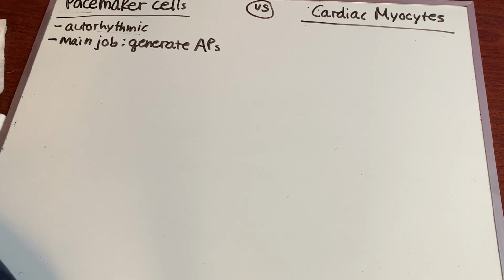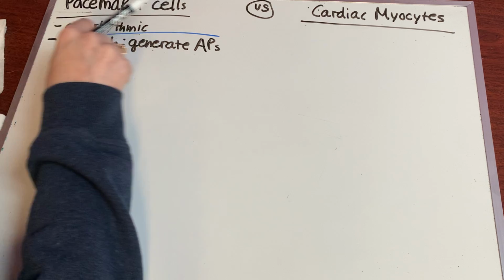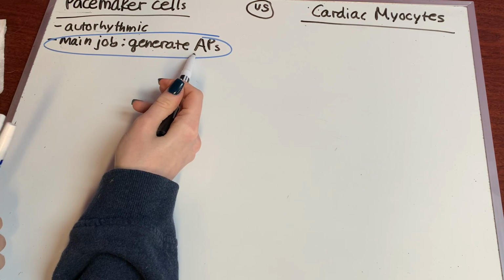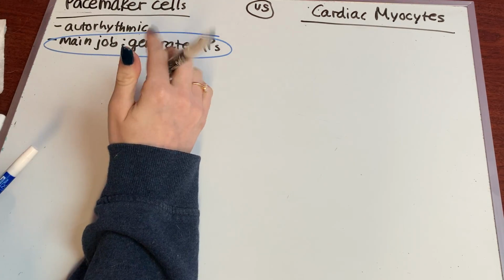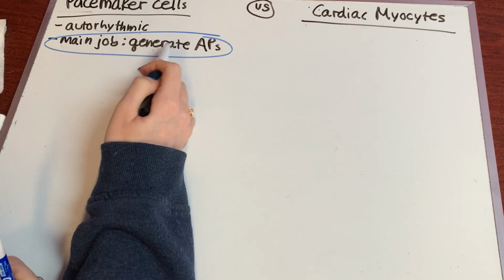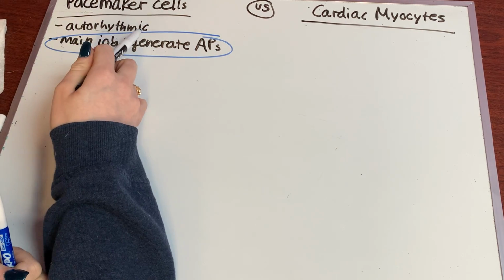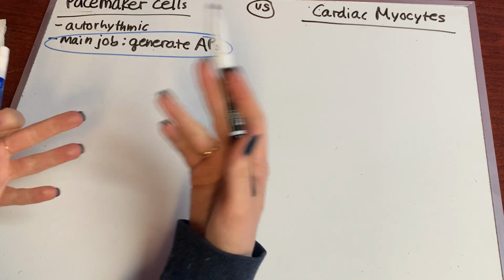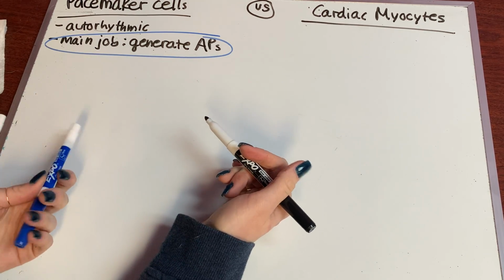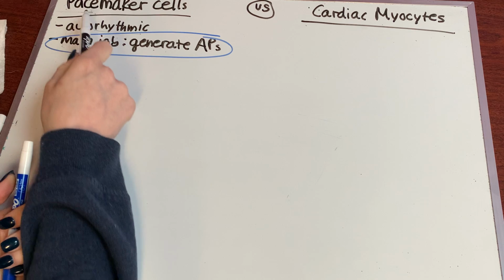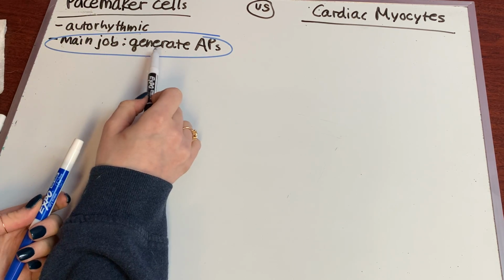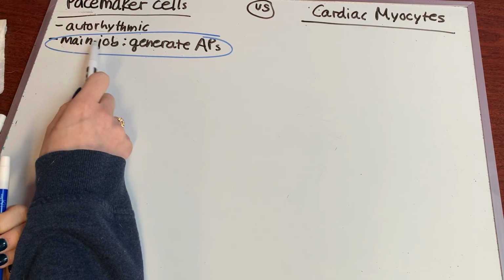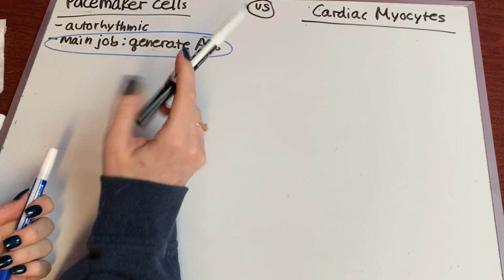So yeah, these pacemaker cells really set the pace for your heart rate by creating their own action potentials. And this job is super important because we don't need nerves to create action potentials. With skeletal muscle, we needed to be innervated by nerves for our action potentials, but not in the heart. In the heart, we can create them all on our own with these cells. We still use nerves to either speed up or slow down the heart rate, but we don't need them. We just need these pacemaker cells. They create them all on their own. They just spontaneously depolarize. So just know their main job is to generate action potentials.